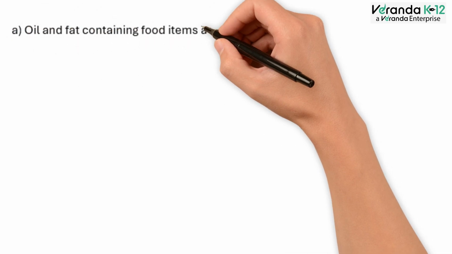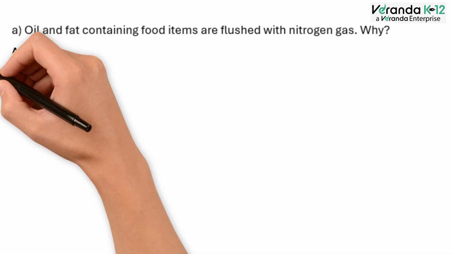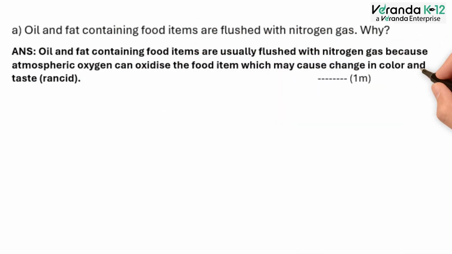Question 10. A. Oil and fat containing food items are flushed with nitrogen gas. Why? Solution. Oil and fat containing food items are usually flushed with nitrogen gas because atmospheric oxygen can oxidize the food item, which may cause change in color and taste, that is rancidity.